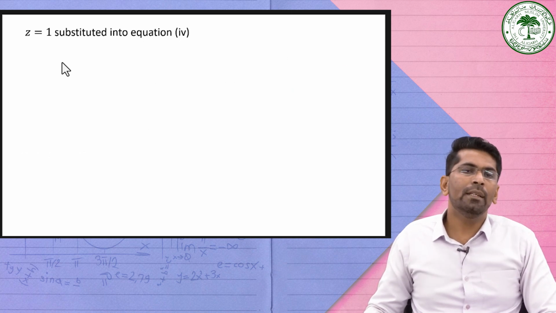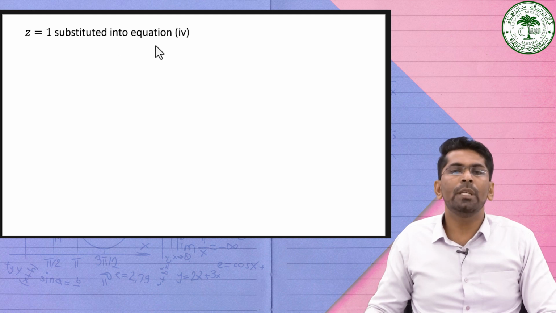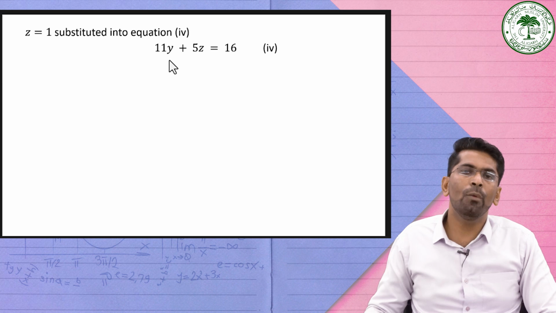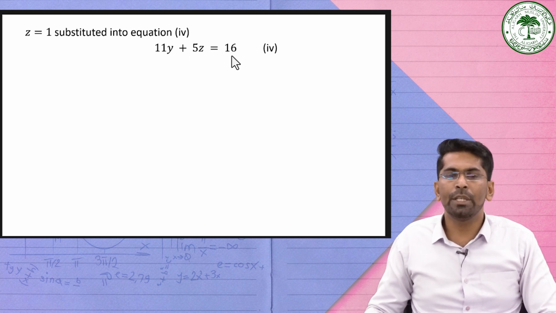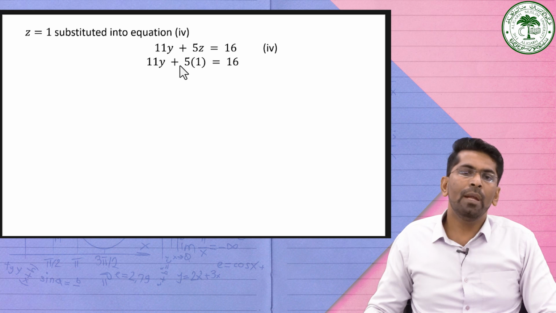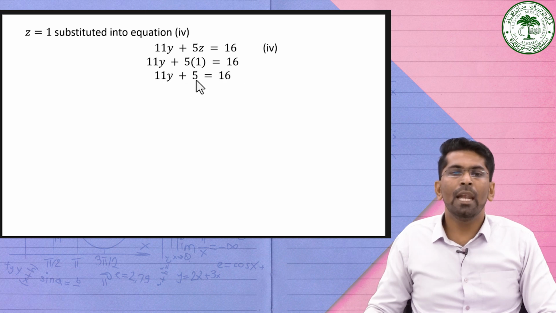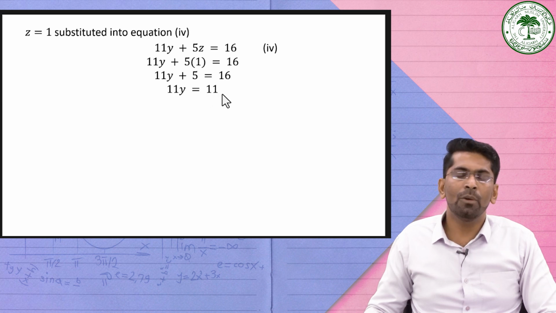Now see here, z is equal to 1, we are going to substitute in the equation number 4. Equation number 4 is 11y plus 5z is equal to 16. So here z is equal to 1, I am substituting here, so it will become 11y plus 5 into 1, instead of z I am putting 1, which is equal to 16. So 11y plus 5 is equal to 16. Then 11y is equal to 16 minus 5, which is equal to 11.